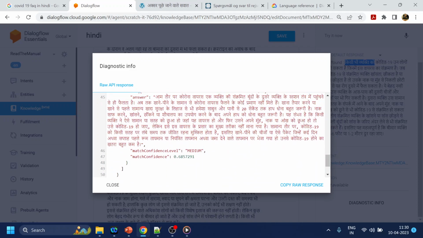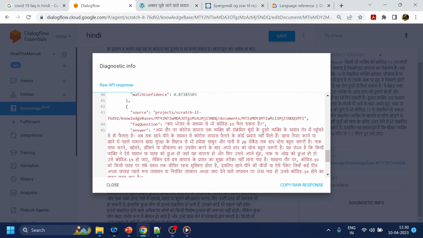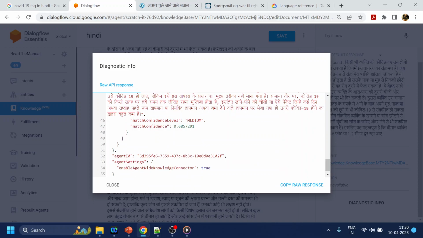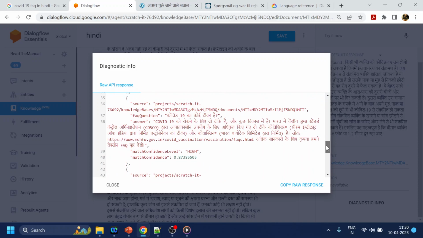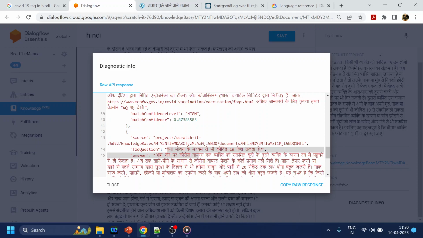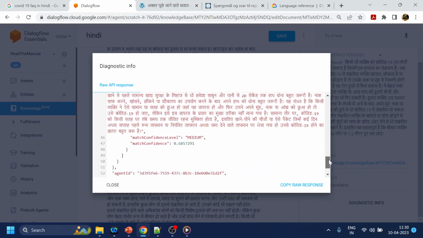Because what I'm seeing over here is that the third question's confidence is low. This is also significant, because Dialogflow does understand that this is not exactly the question the user has asked. That's why the confidence level was quite low.